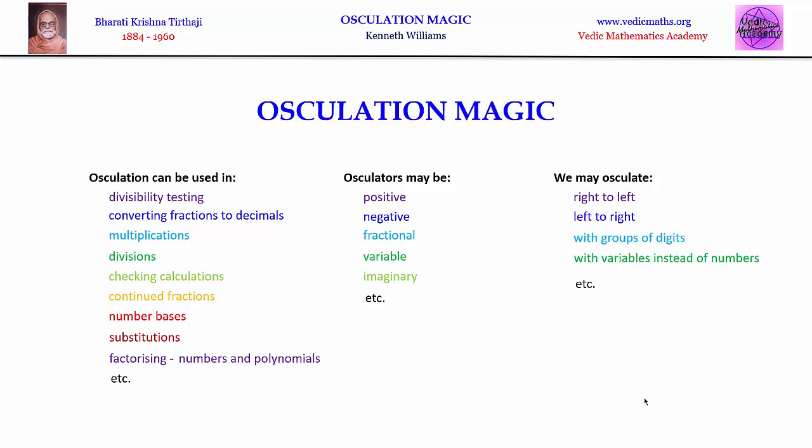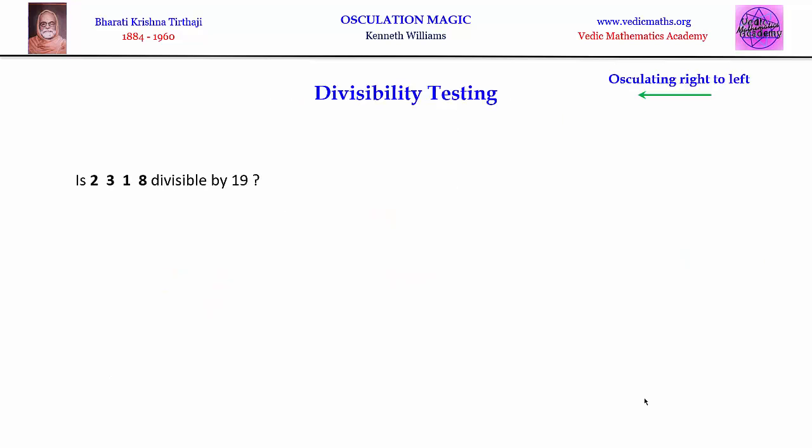This has very many beautiful and powerful applications, and I'm just going to give an outline here so there won't be any proofs involved, just the applications themselves. So let's start with Teertj's method for divisibility testing, where he introduces the idea of osculation.